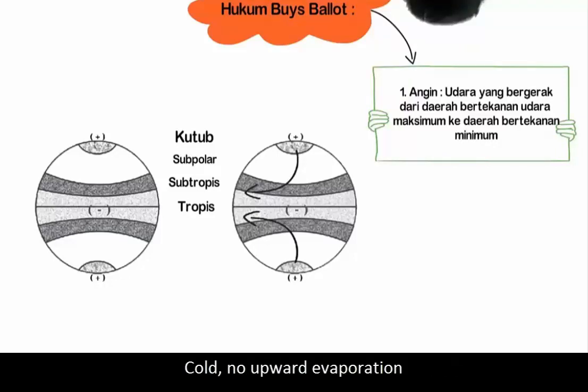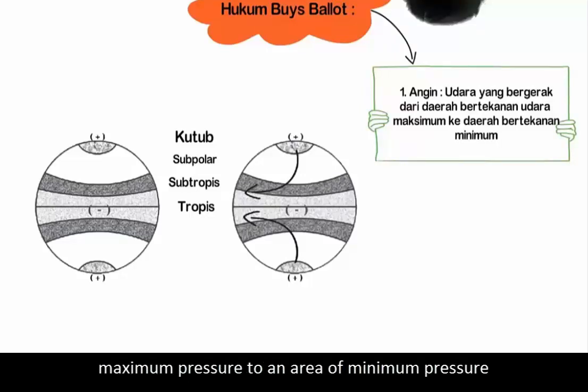Cold, no upward evaporation, resulted in a lot of air pressure. So that for 24 hours fog filled the area. So the wind is air that moves from an area of maximum pressure to an area of minimum pressure.